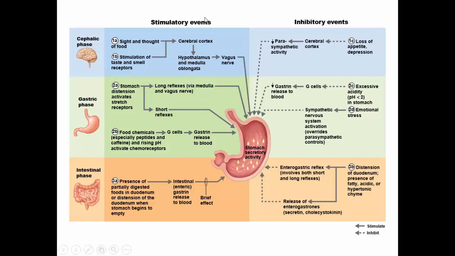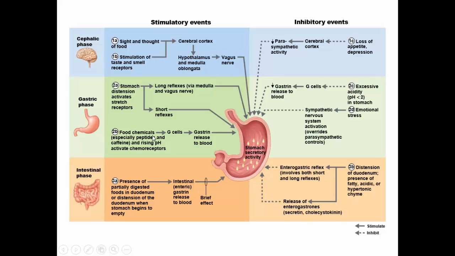So as we look at the stimulatory events of the stomach, the sight or thought of food stimulates the parasympathetic system through the vagus nerve to get the stomach ready by starting to secrete materials. Then as the stomach stretches, we have those long reflexes that come again through the parasympathetic system, and we have short reflexes. These all trigger secretions in the stomach, also increasing stomach motility.